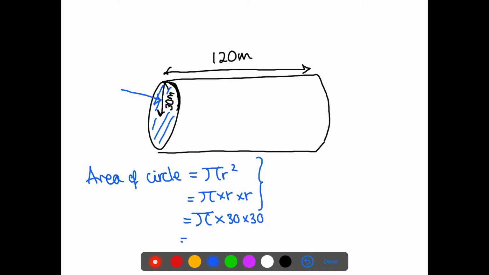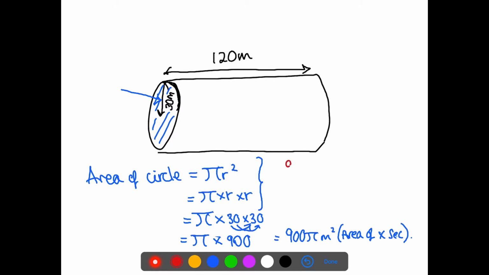Okay, so it's exactly the same method that we've just used. Now, again, I'm not going to use pi until right at the end. So technically I've got pi times, and then I've got 30 times 30. Well, 3 times 3 is 9, and then I've got 2 zeros. So 0, 0. Okay. So it's actually going to look like this, 900 pi meters squared for the area of the cross section.